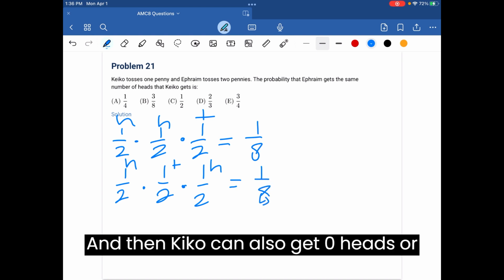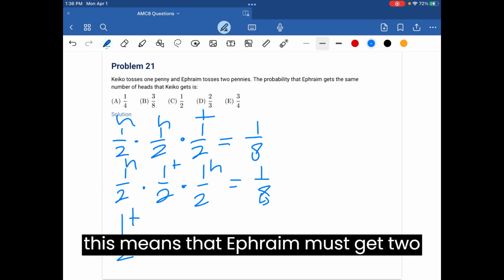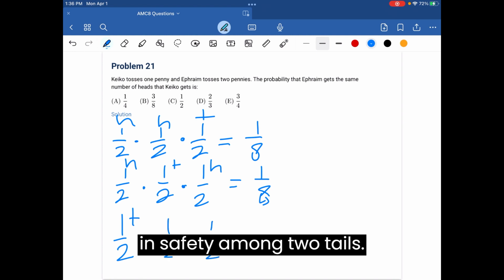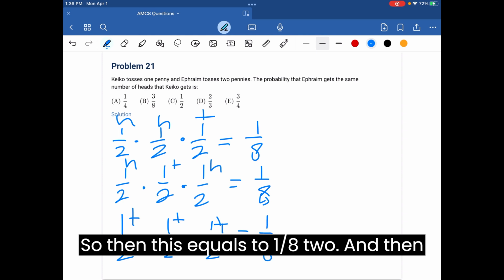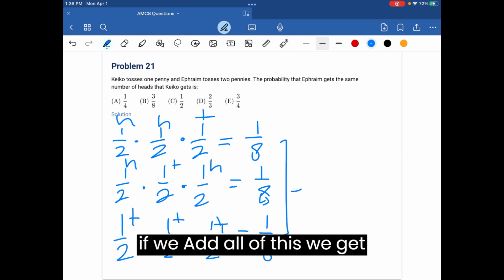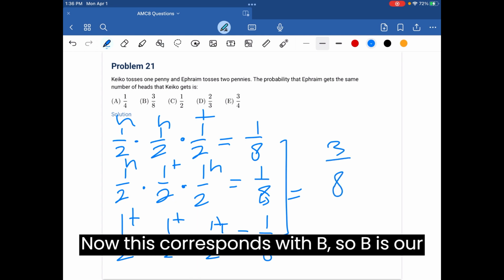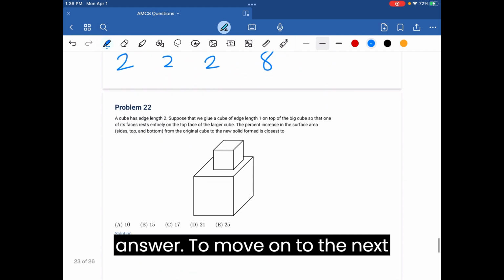And then Kiko can also get 0 heads, or a tails. This means that Ephraim must get 2 tails too. So a half times a half again, second wants 2 tails. So then this equals 1/8 too. And then if we add all of this, we get 3/8. Now this corresponds with B, so B is our answer. Let's move on to the next question.